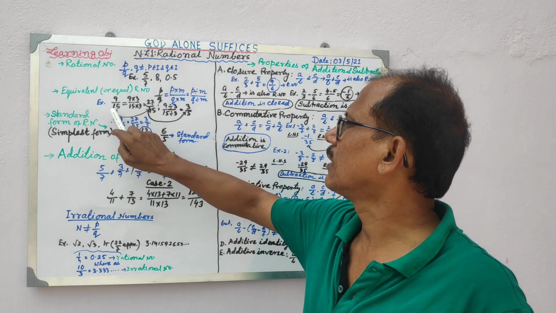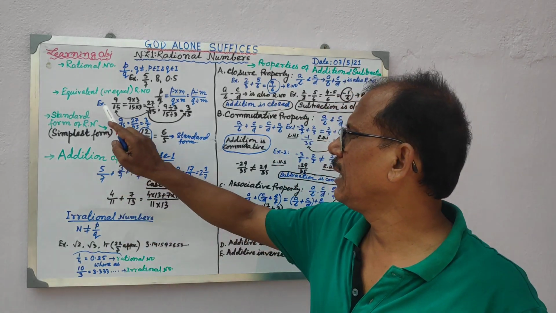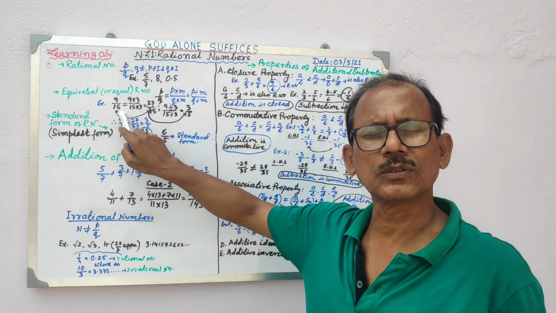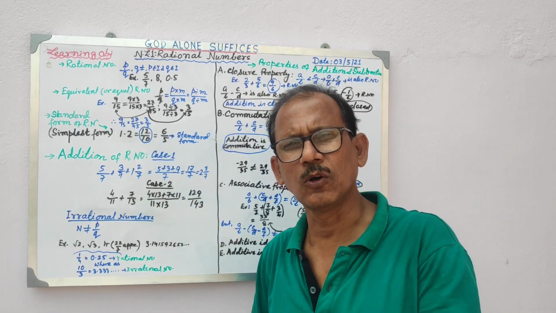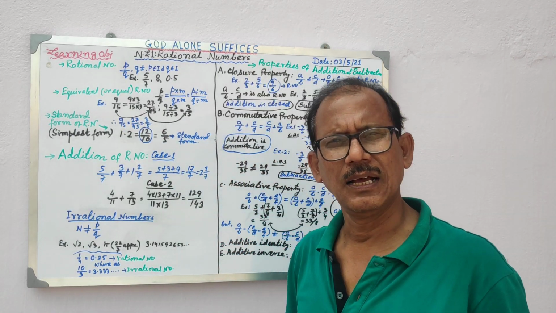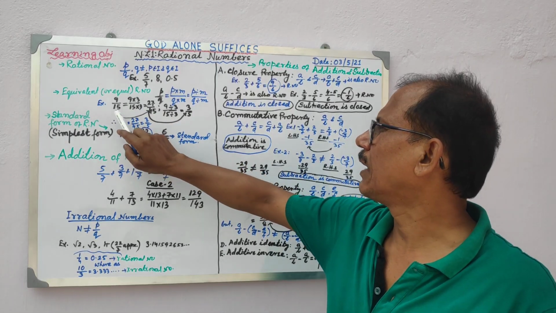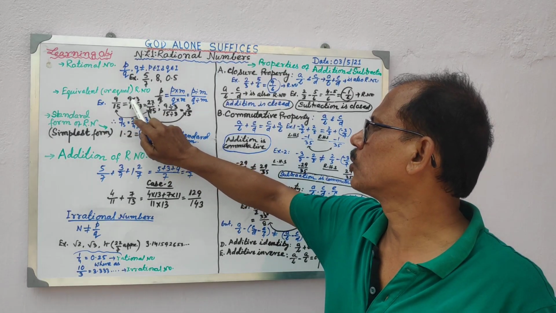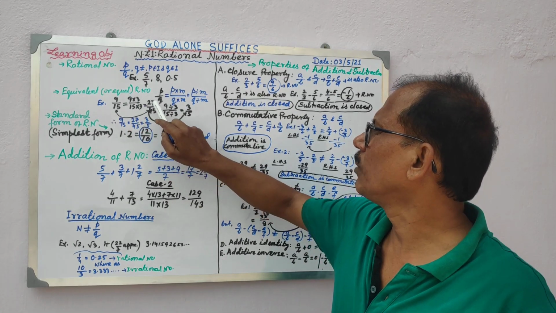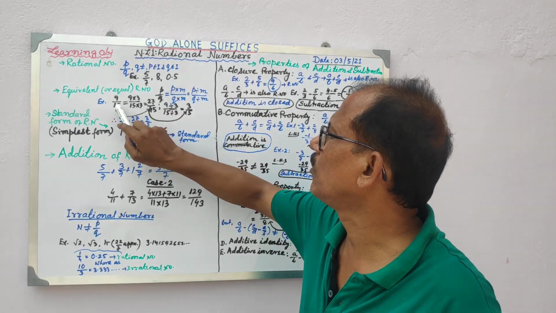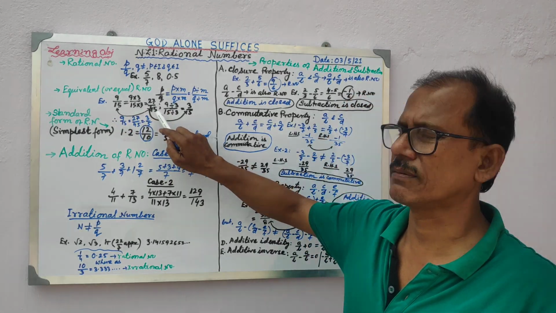An example will make it more clear. 9 by 15. If you are multiplying 9 with 2 or 3, the same 2 or 3 you multiply with the denominator. The denominator has to be multiplied with the same integer. So in this case 9 into 3 and 15 into 3. I have multiplied both numerator and denominator with 3. The value remains 27 by 45. See, this is looking different, but the value is same. 9 by 15 is equal to 27 by 45.